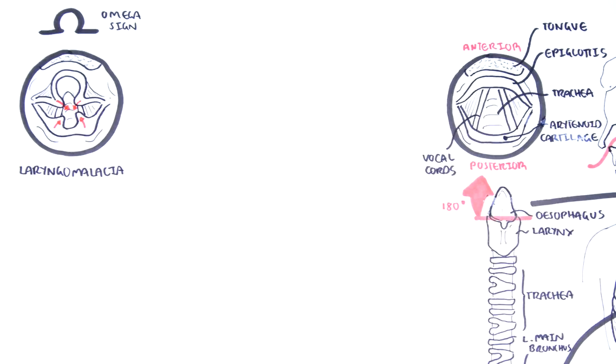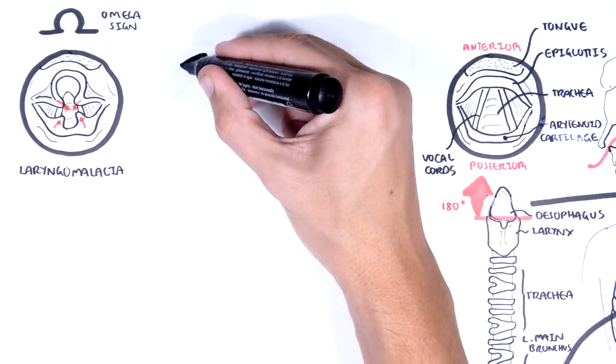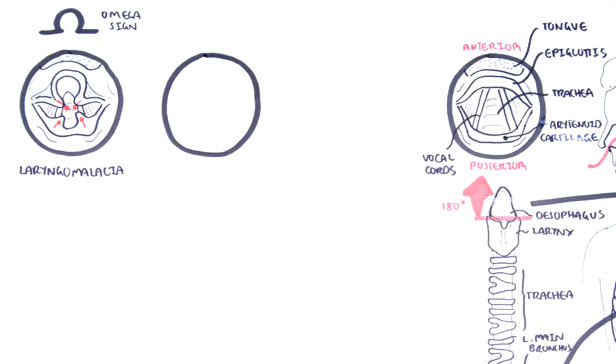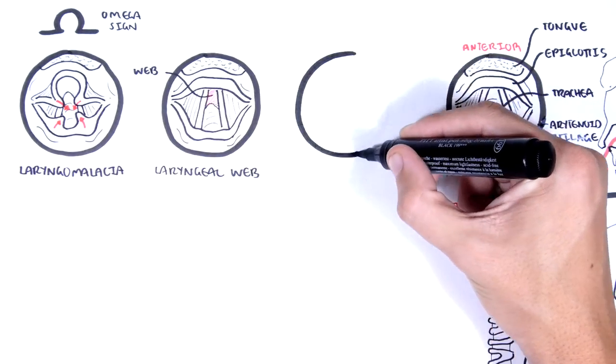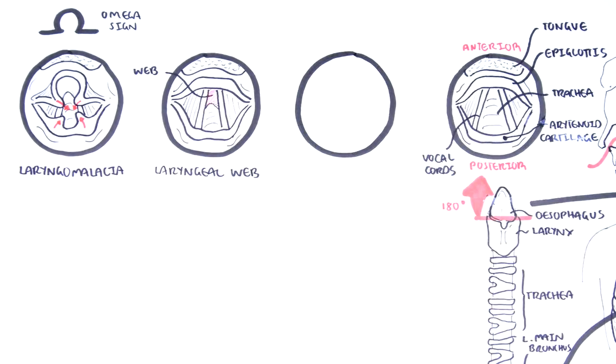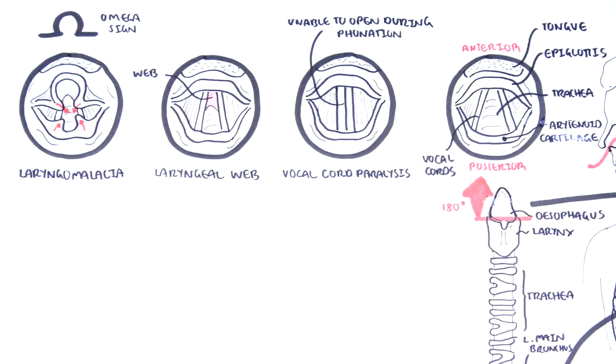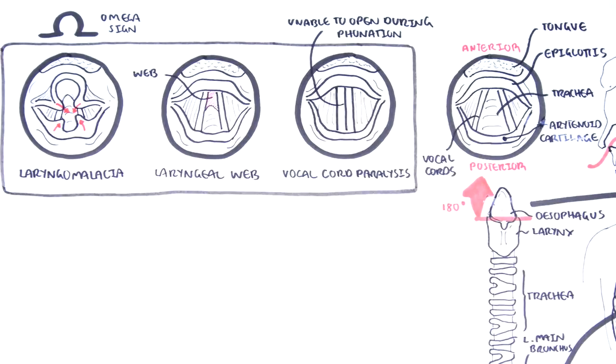and this is seen during inspiration. Another cause of stridor is a laryngeal web, which is a fibrous layer of tissue that stretches between the vocal cords. This obviously causes partial obstruction of the airways, resulting in an inspiratory stridor. Vocal cord paralysis is another cause. Now, vocal cord paralysis can be unilateral or bilateral.